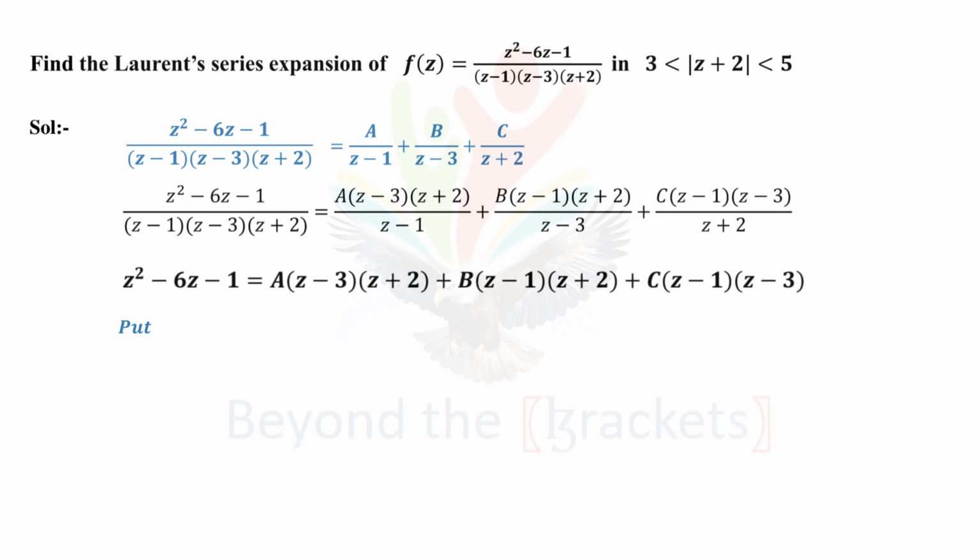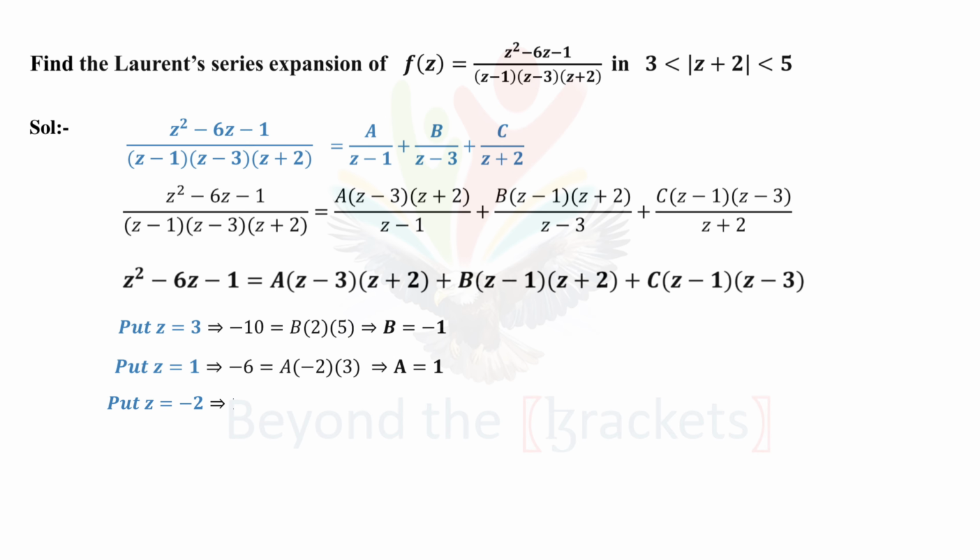Putting z is equal to 3 cancels a and c. We get 10 is equal to b into 2 into 5, so the value of b is minus 1. Putting z is equal to 1 cancels b and c to get minus 6 is equal to a into minus 2 into 3, so a will be equal to 1. Putting z is equal to minus 2 cancels a and b, so we get 15 is equal to c into minus 3 into minus 5, so c will be equal to 1, which implies f of z is equal to 1 by z minus 1 minus 1 by z minus 3 plus 1 by z plus 2.